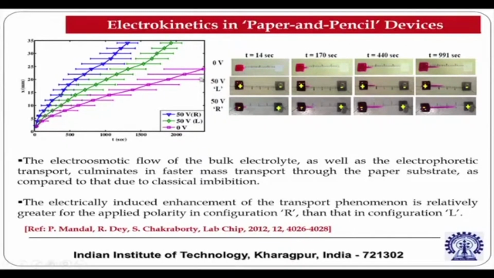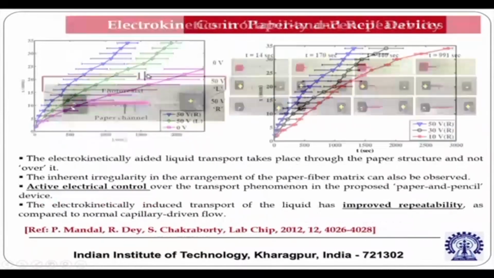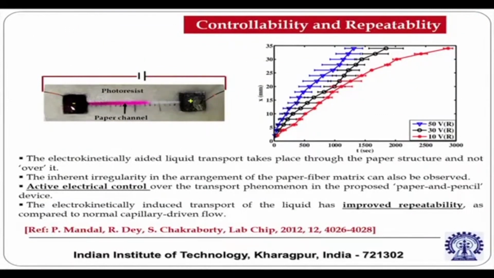Typically with a 50 volt electric field, you can see the capillary filling characteristic with 0 volt. With either forward or reverse bias at 50 volt, you can see that the capillary gets filled up faster, and therefore there will be more rapid diagnostics. Not only that, these results with electric field are much more repeatable and therefore much more reliable as compared to the results without electric field.